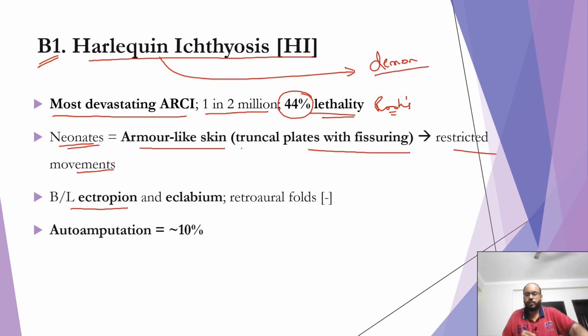There are bilateral ectropion and eclabium. Eclabium is outward turning of the lips. And the retroauricular folds, that means the fold behind the ear, are absent. Why? Because the pinna is stuck to the skull, stuck to the head. So there's no fold there. Now, this kind of restricted movement can even lead to auto amputation in about 10% of the cases because the hard armor is not allowing the body to grow. It is restricting its growth, and that can lead to auto amputation in about 10% of the cases.